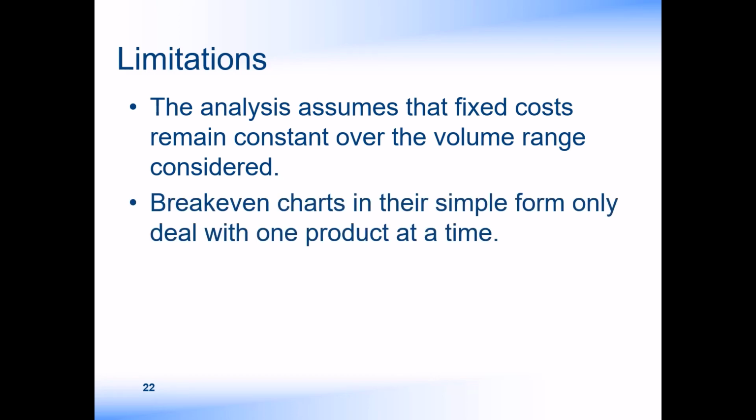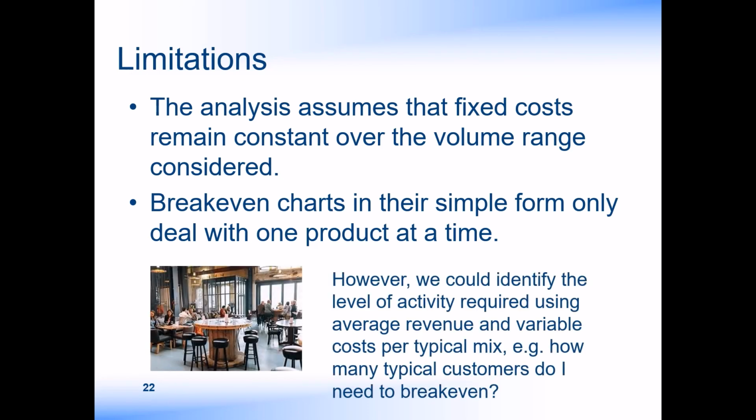Break-even charts in their simple form only deal with one product at a time. However, in our restaurant example, we could use the average spend per customer as a guide for revenue and variable costs. Often businesses will have a typical mix of sales that means it is possible to use an average revenue and variable cost per level of activity. For example, we'd be asking the question, how many diners or customers do we need to break even?